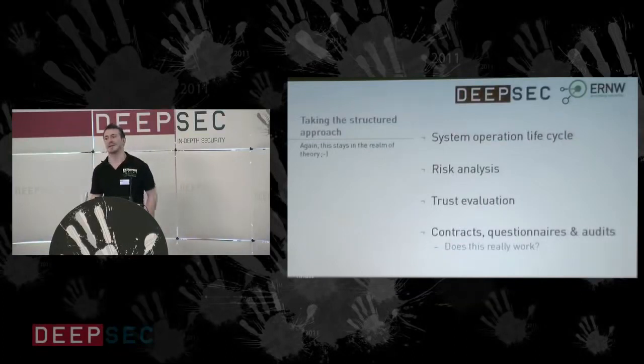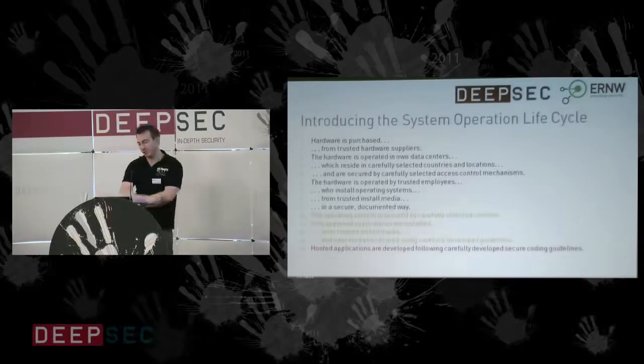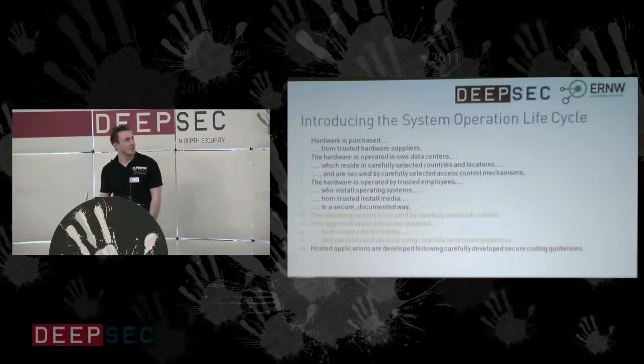Of course, these findings can be abstracted to more general conclusions. We have typical controls that we recommend customers when they have to deal with outsourcing providers, third-party vendors, or whatever. And risk analysis and trust evaluation is usually a part of this. So I want to introduce the system operation lifecycle. This system operation lifecycle elaborates the steps which are necessary to operate a system.